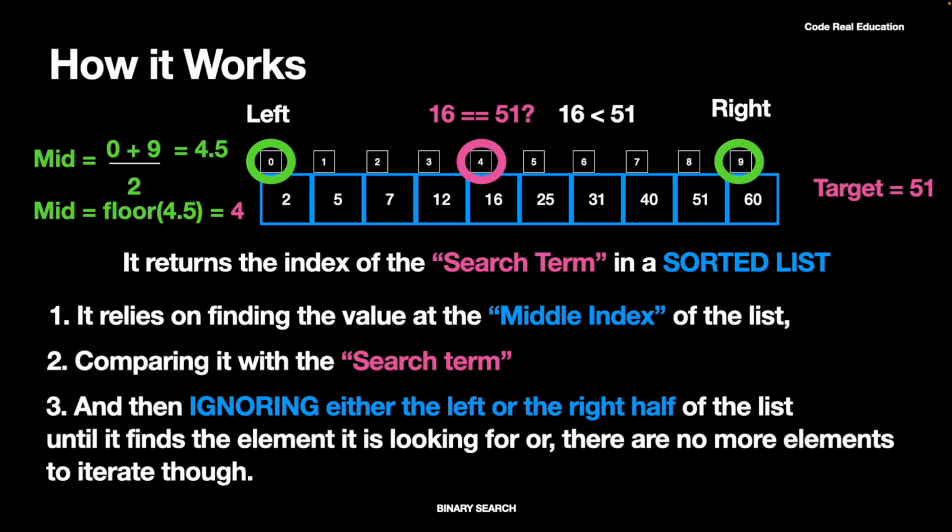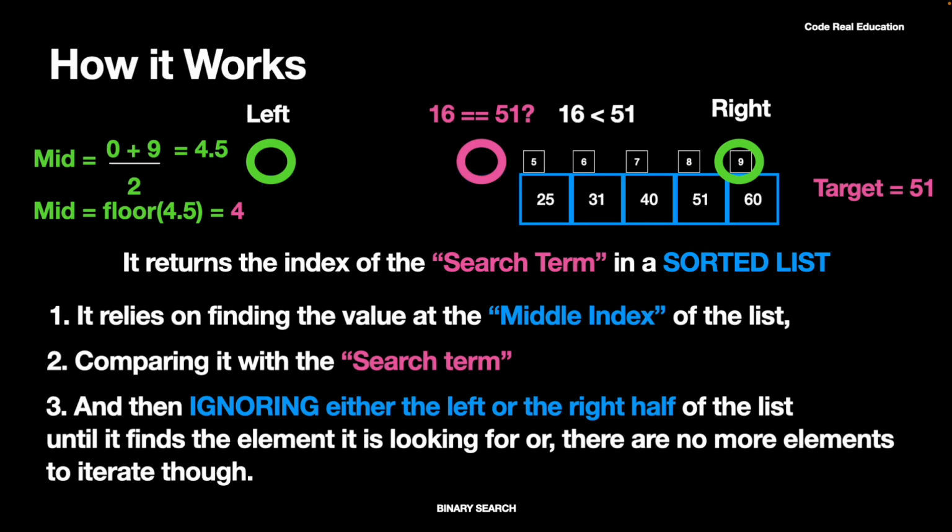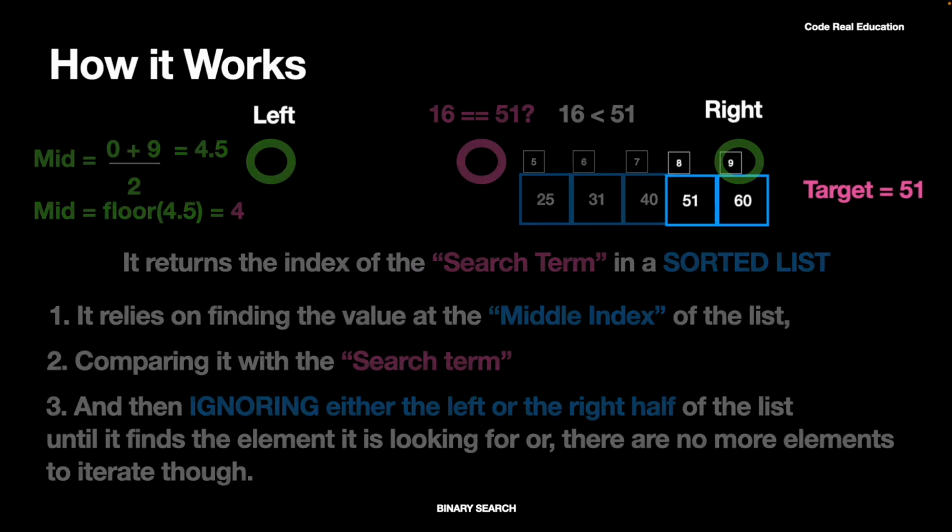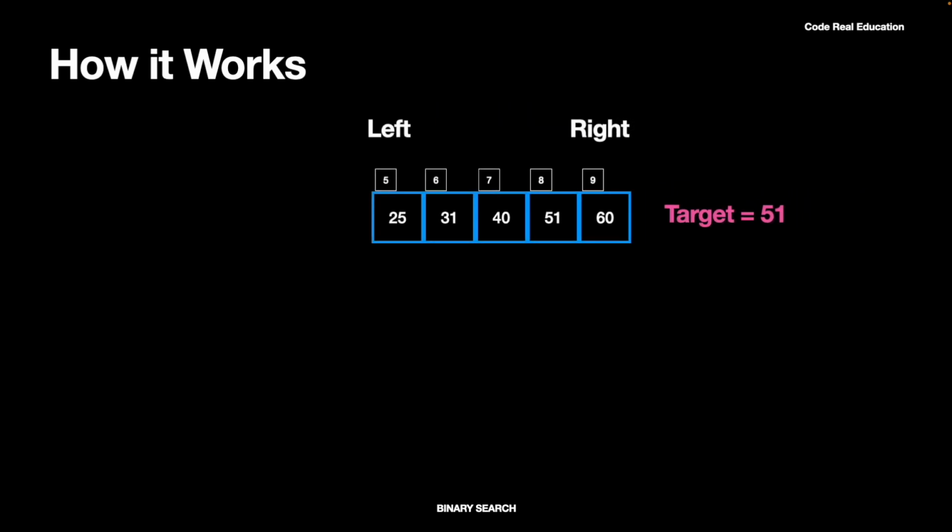So in this case, since 16 is less than 51, we know that we need to ignore the left half of the list. And how do we do that? We update the value of our left variable to mid, which was 4 previously, plus 1. So now left equals 5, which is where your new list starts. Your right stays the same, which is 9. Your target obviously remains the same, which is 51.